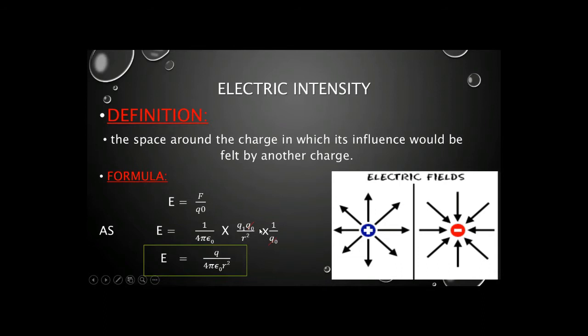So here we have two point charges, two test charges, and that's why we will cancel those charges. Okay, and do remember what is that F? F is the electrostatic force. Okay, so we replace that force by Q over 4 pi epsilon r square. That is the final formula of electric intensity.